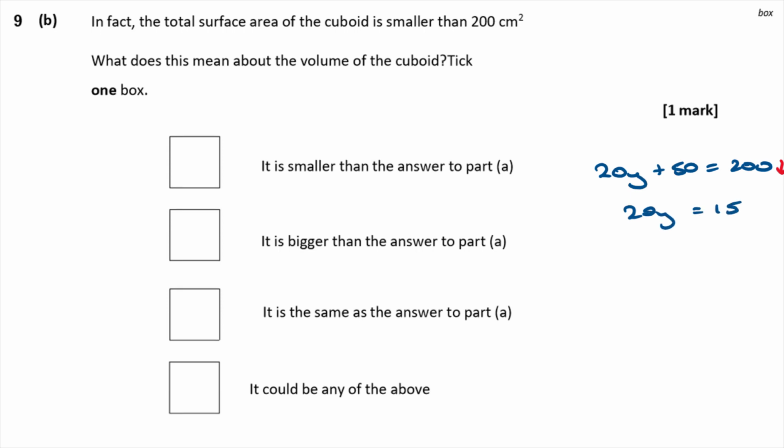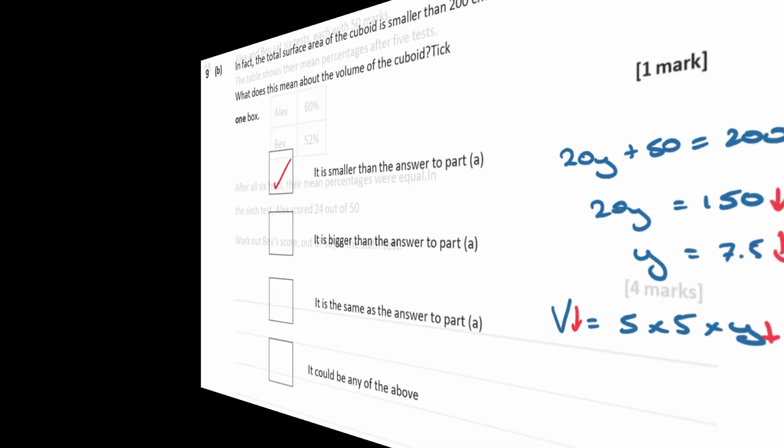that must mean that when we found that 20y is equal to 150, if 200 was smaller and I took 50 away from it, I'm going to have an even smaller number here, which means that y must have been smaller than 7.5. So it's not 7.5, it's smaller than 7.5. So then the volume, which was 5 times 5 times y, is going to be smaller than it was. So it is smaller than the answer to part A.